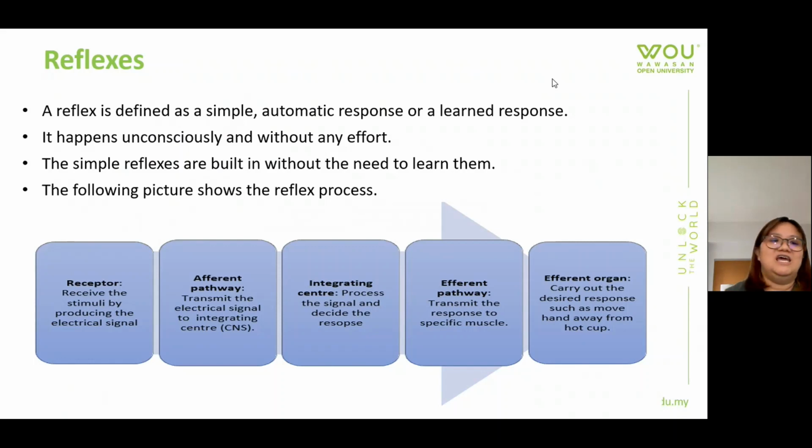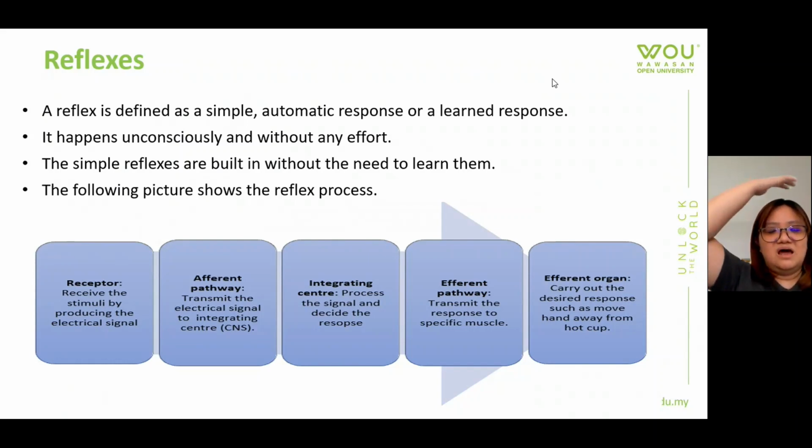The picture on your slide illustrates how the reflex process happens. Everything starts from the receptor. The receptor is responsible for receiving the stimulus by producing an electrical signal, like the synapse that we learned about in the previous section of our lecture today. After that, it goes through the afferent pathway, which transmits the electrical signal to the integrating center, which is our central nervous system.